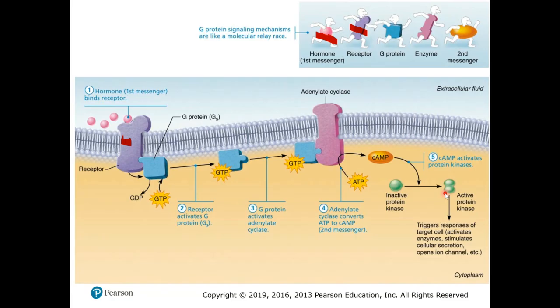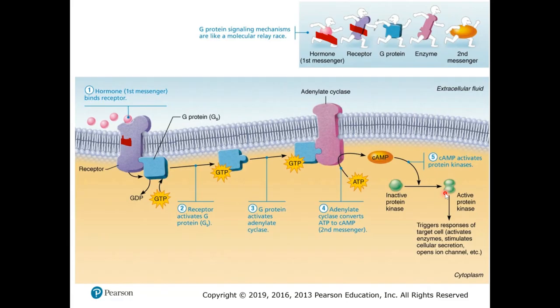So we've produced 1,000 cyclic AMP. We've activated 1,000 protein kinase enzymes. And now let's say each kinase enzyme can do 1 million before it is inactivated. How much product do we get? Well, we got 1,000 enzymes doing 1 million reactions before they are inactivated. That's 1 billion. That's 1 billion product molecules.